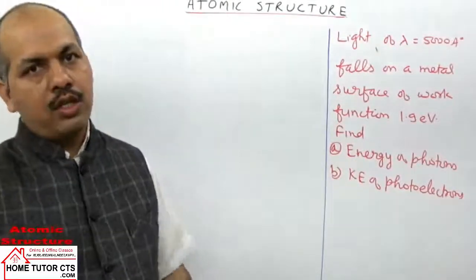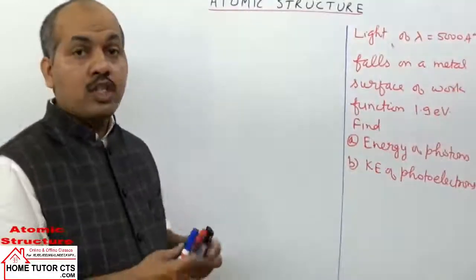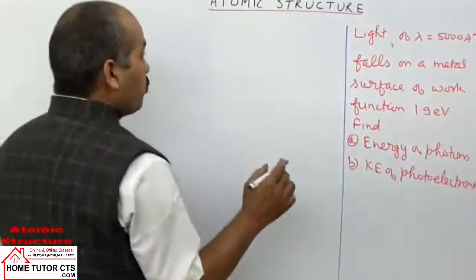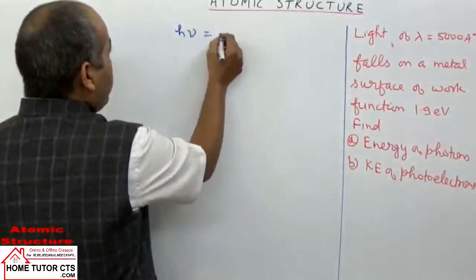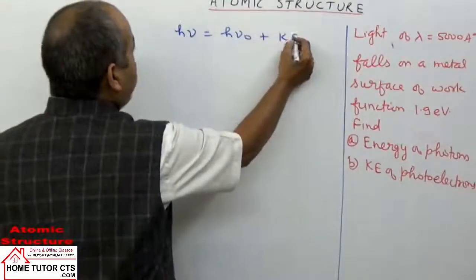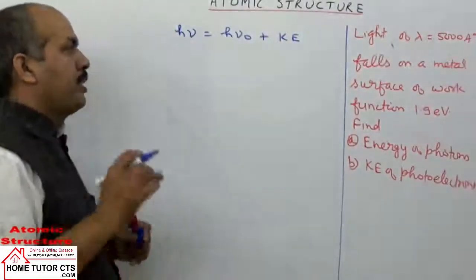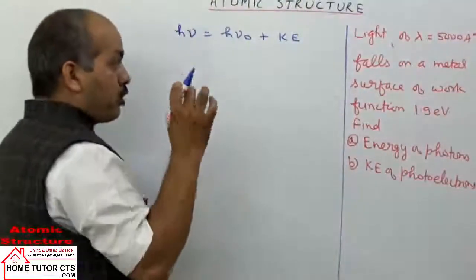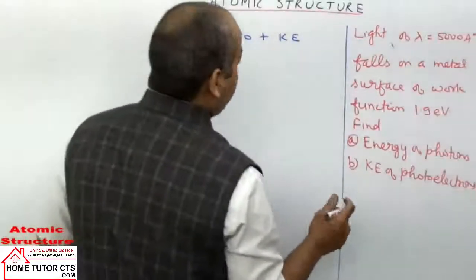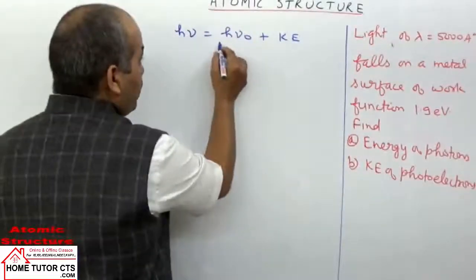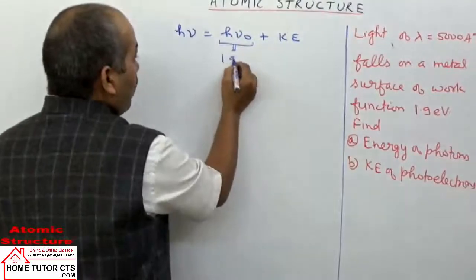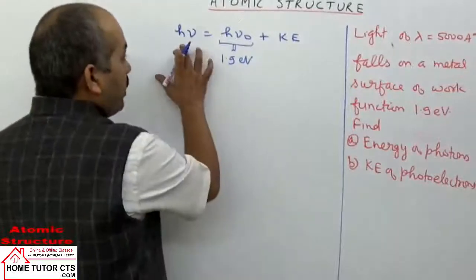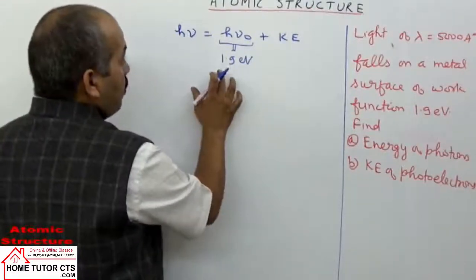So try this question yourself. See, to solve this question what we require is the equation h nu is equal to h nu naught plus kinetic energy. देखिए इसमें पहला पार्ट क्या दिया है? Light of this wavelength is given, falling on the surface of metal. We are given the work function. What is work function? Threshold energy is taken as the work function of the metal, 1.9 electron volt. How to find this kinetic energy? Let us take first here the work function of the metal.